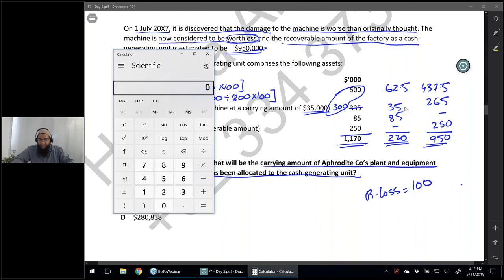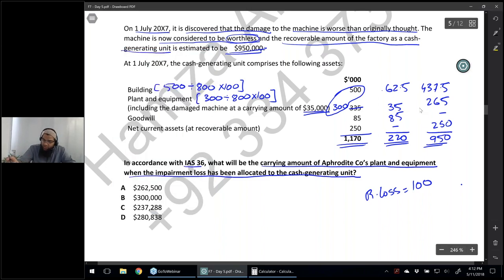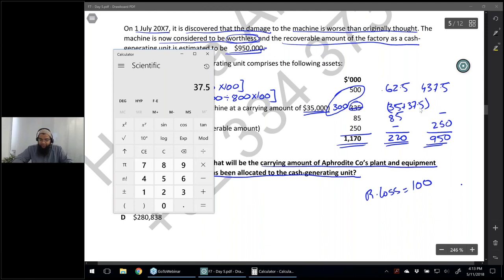Okay, there's some error in the calculation. It's 300 divided by 800 into 100, which is 37.5. So a further loss of 37.5 should be allocated to the plant and equipment. The previous loss of 35 was of the machine that was worthless now. So the total loss is 35 plus 37.5, which is 72.5.